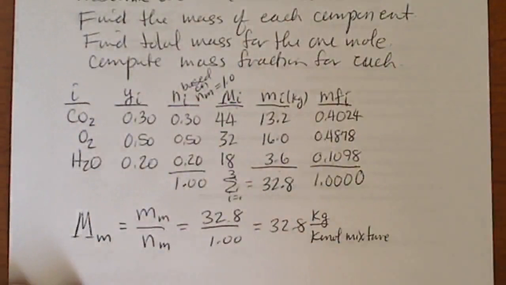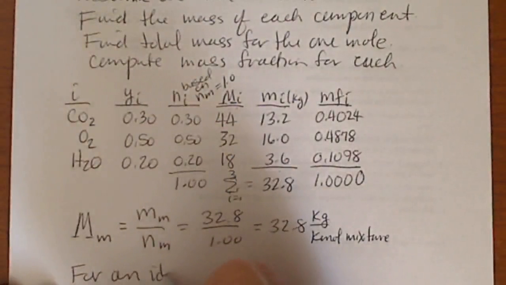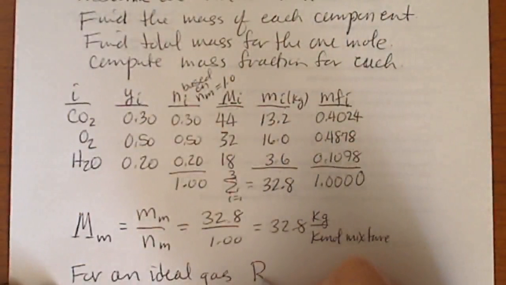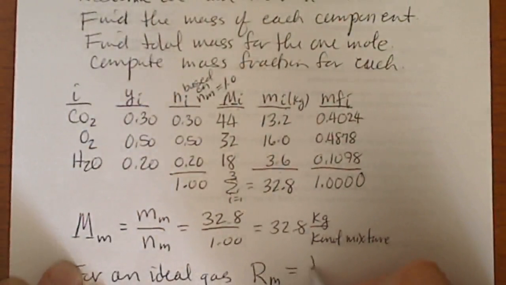And then I don't know, sometimes it comes up if we're talking about ideal gases and we need to know the gas specific constant. We'll take the universal gas constant, and divide it by the molar mass.